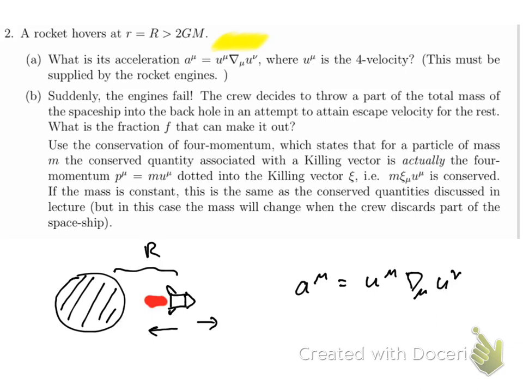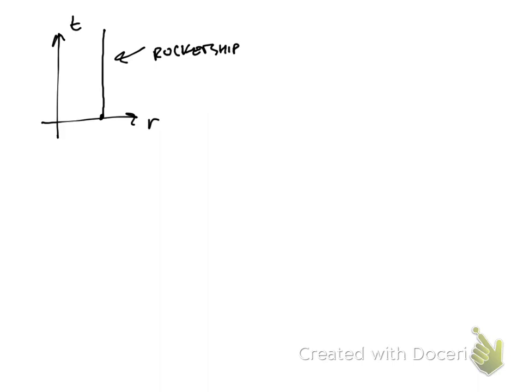Okay, so here we go. Let's begin. The first thing we need to note is, what's happening in space and time? Let me just draw this space-time picture. I'm going to draw time going this way, space going this way. Now, the rocket ship is hovering, which means that it is not moving in R. This is the world line of the rocket ship. It is not moving at all in R. However, it is moving in T.